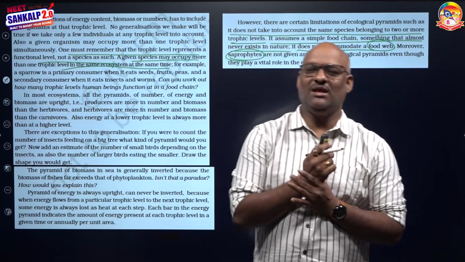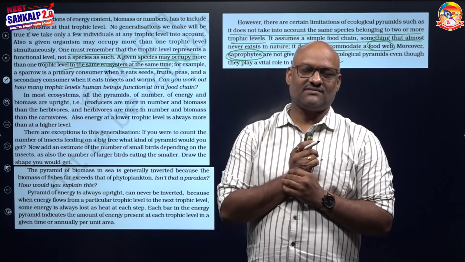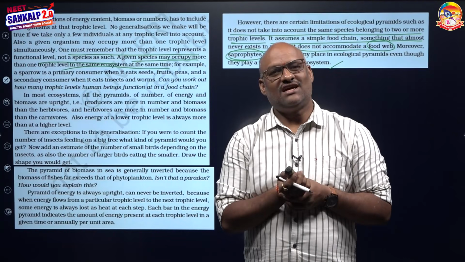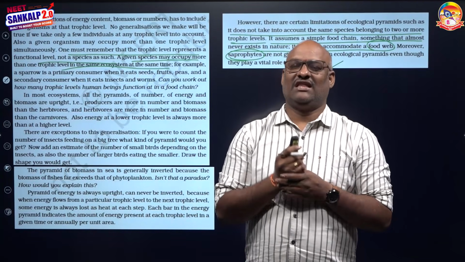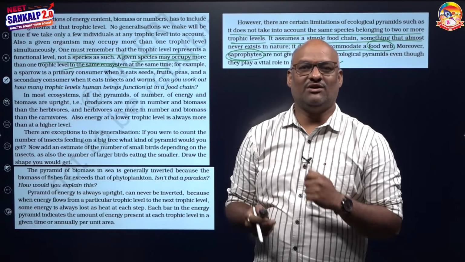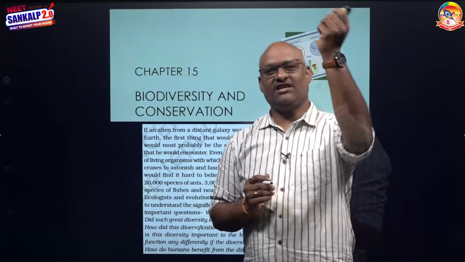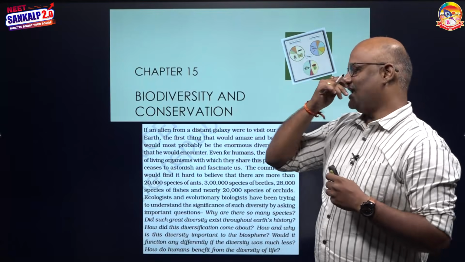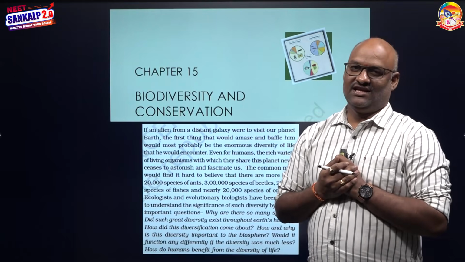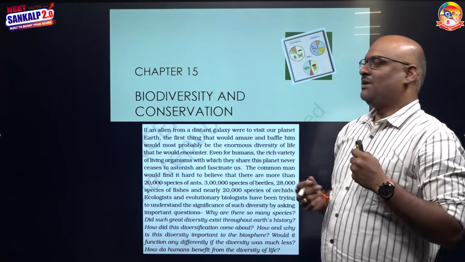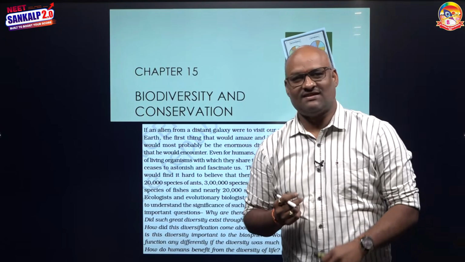So this is about the ecosystem chapter. Please go through all the NCERT lines of the ecosystem chapter. Let us continue with the next chapter, biodiversity and its conservation. Let us now discuss the last chapter of our zoology part, which is biodiversity and conservation.